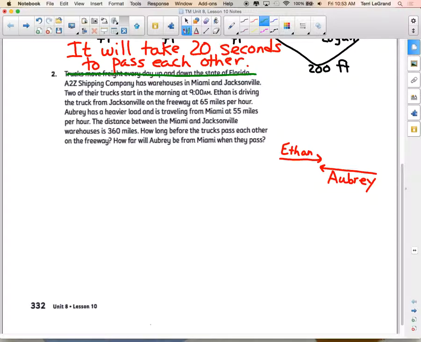You can cross out A2Z Shipping Company has warehouses in Miami and Jacksonville. Yeah, it's important that we kind of know why these guys are trucking, but not really going to help us set up the equation. Okay, what else? Paikia, you're next. You can cross out 2 of their trucks starting. Yeah, that 9 in this problem isn't really going to have anything to do with our equation, and let's get rid of it.